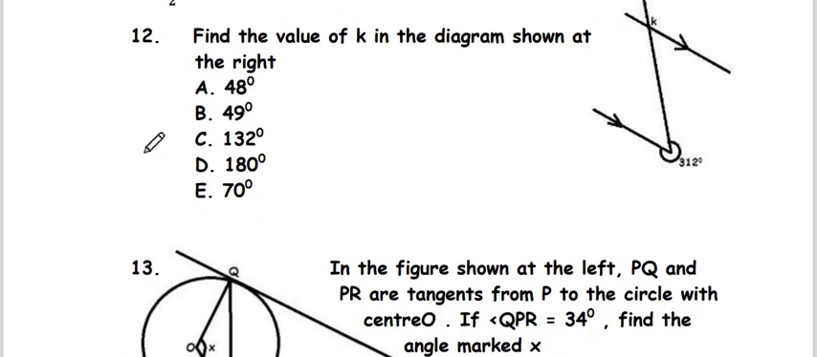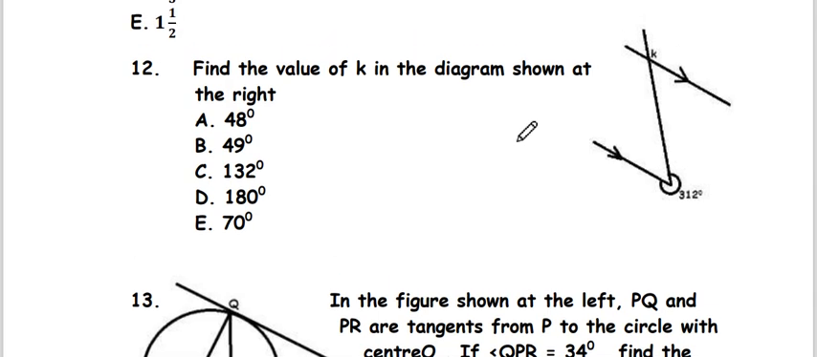Number 12, find the value of k in the diagram shown at the right. Now this is 360 minus 312, that's angle at a point. So 360 minus 312, that's 48. So if this is 48, this is also 48. This angle is alternate to this angle, so this is 48.